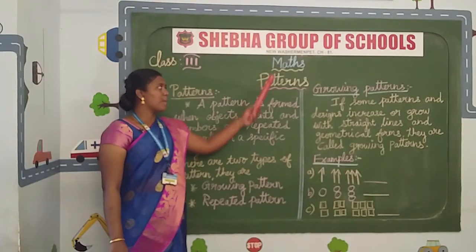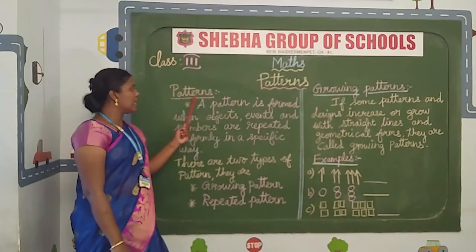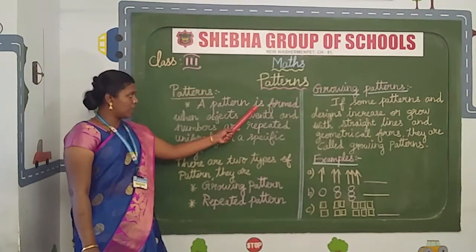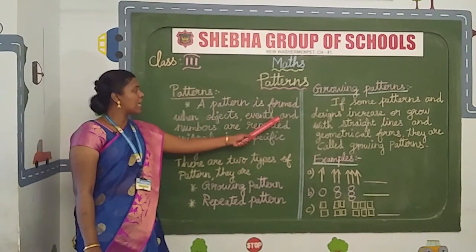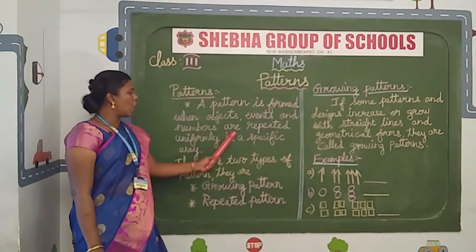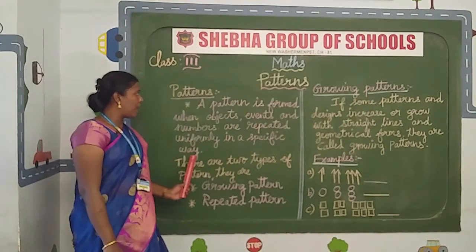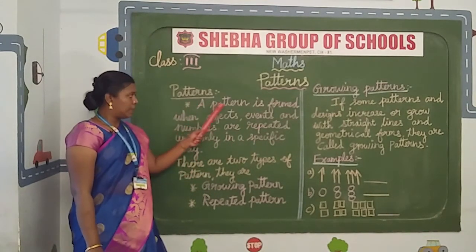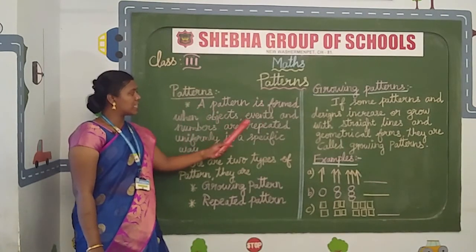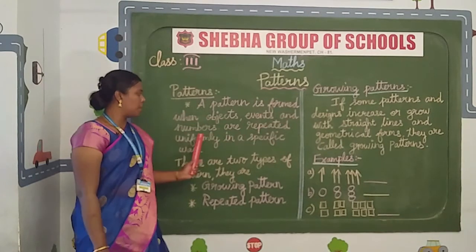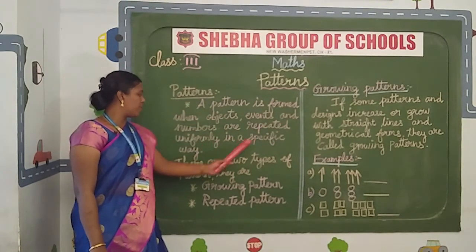Today's subject is Maths. In Maths, we can see the topic about patterns. A pattern is formed when objects, events and numbers are repeated uniformly in a specific way. Again, I tell you, a pattern is formed when objects, events and numbers are repeated uniformly in a specific way.